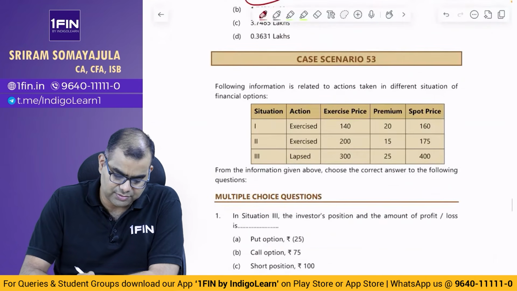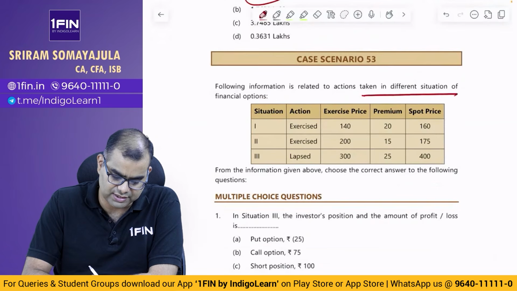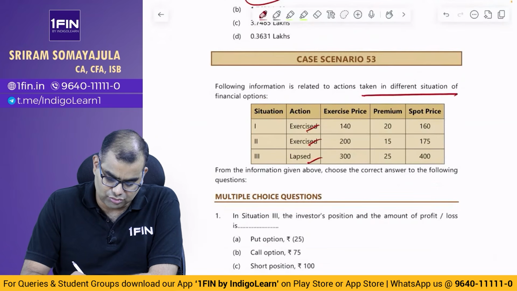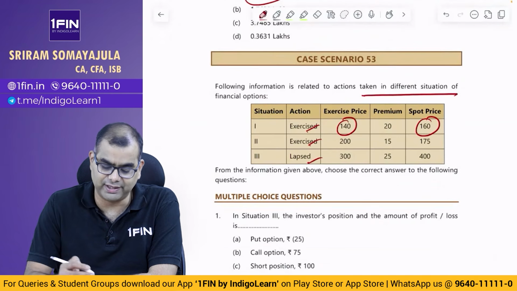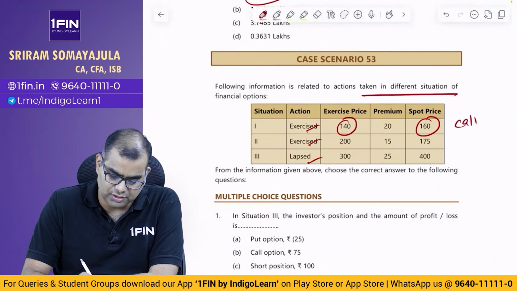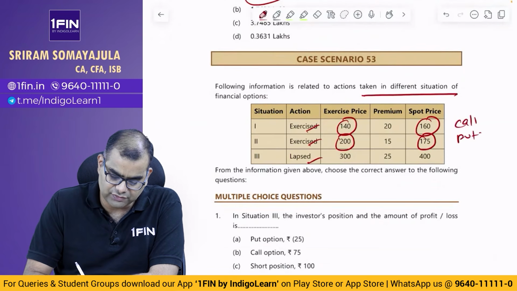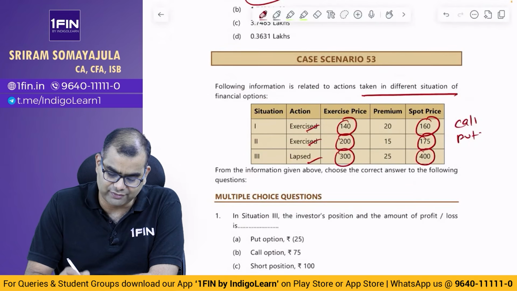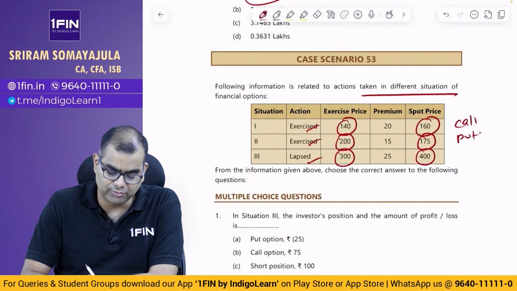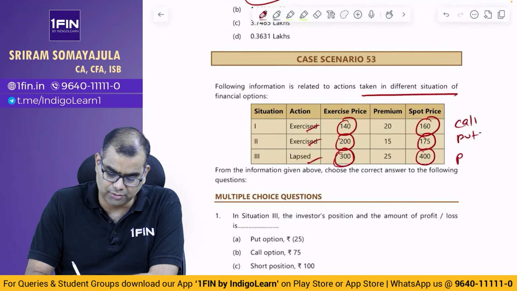Okay, next, the following options relate to different actions taken in different situations: exercised or lapsed. Now spot is 160, exercise price is 140. Who exercised? I have a right to buy at 140, so this is a call. Spot is 175, exercise is 200. So this is a put, because that is why exercise, so that I can sell at a higher price. Spot is 400, exercise price is 300. I have a right to buy it for 300, I didn't buy. If it were a call, I have a right to buy at 300 and market price is 400, but it is not a call. So it's a put. I have a right to sell at 300. Market is 400. So this is also a put.